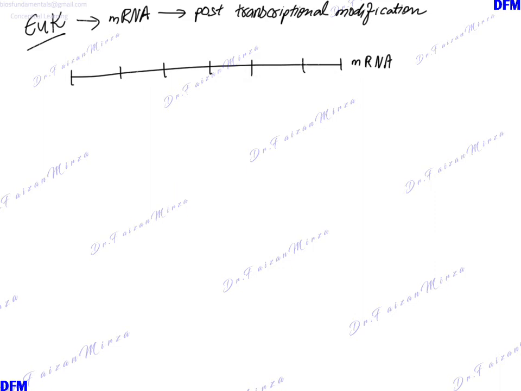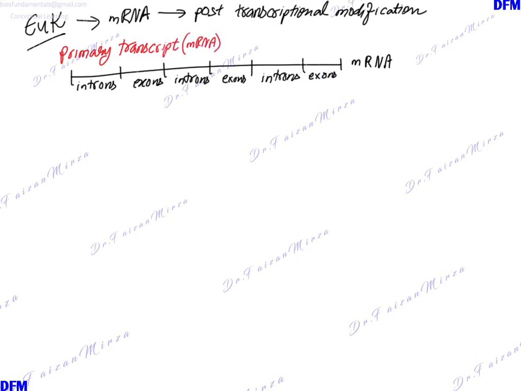When the mRNA is made in a eukaryotic cell, we know it's basically a transcript of the template strand of the DNA, a segment of DNA. But this mRNA will have sequences which are called introns as well as exons. So there will be introns, there will be exons, some introns, and then again introns, exons. So what are introns and what are exons? This basically is your mRNA in your eukaryotic cell, and this is called the primary transcript mRNA.